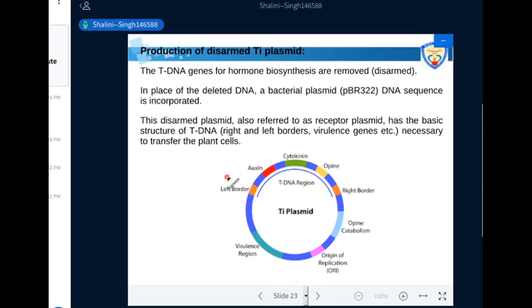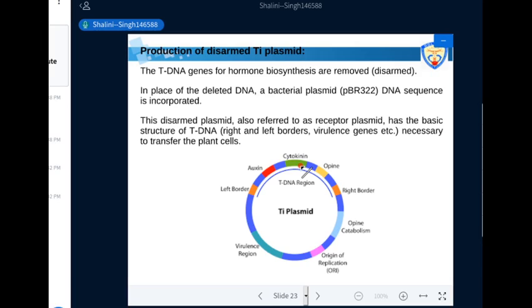Production of disarmed TI plasmid. The tDNA genes for hormone biosynthesis are removed. So this is the left border and this is the right border. Between these is the tDNA region. So what has been done? The auxin and cytokinin synthesizing genes have been removed. And here, in the place of this removed sequence, the bacterial plasmid DNA sequence is incorporated.